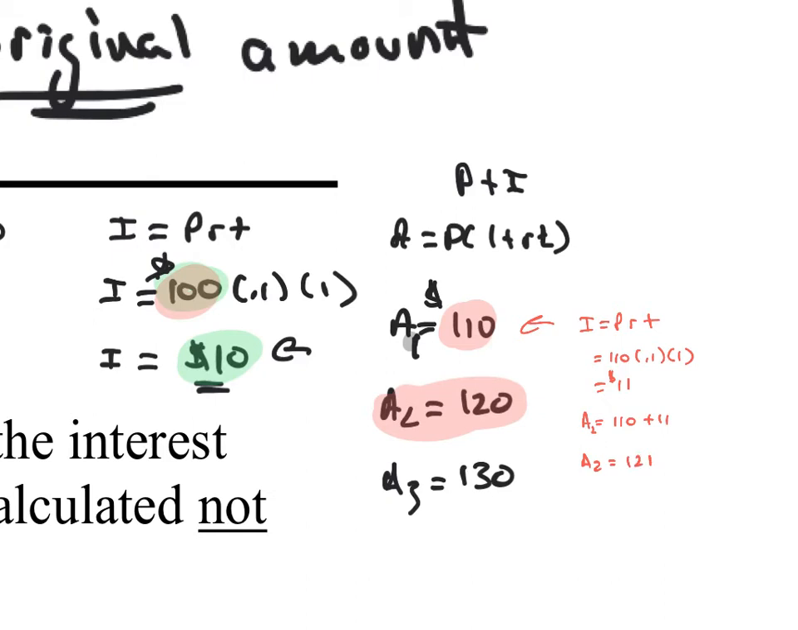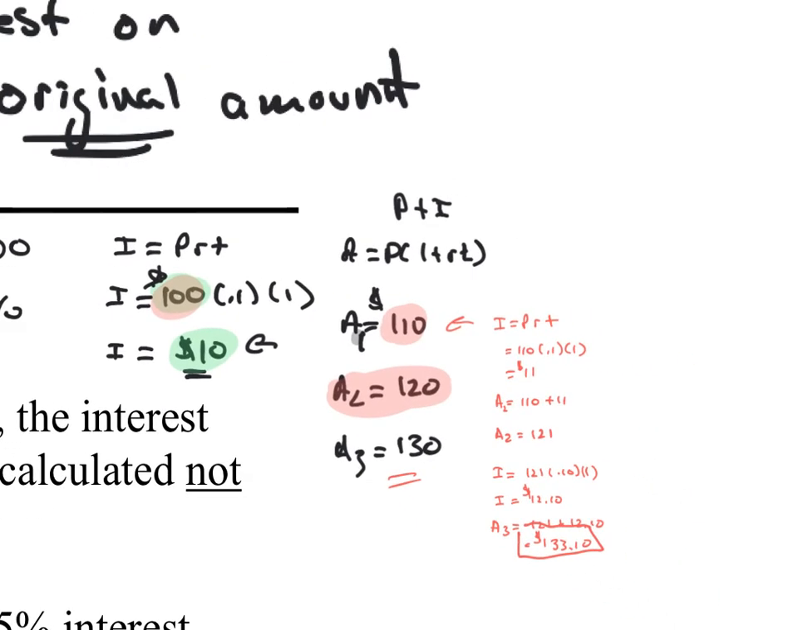Again, if I wanted to see what it would be for the third year, I'd use I equals PRT, but I would use the new amount. So there would be 121 times that 10% interest for 1 more year. That interest would be $12.10. So if I wanted to know my total after 3 years, I would have the $121 plus another $12.10, which would be a total of $133.10. If you compare it, this compound amount is higher than the simple interest amount.